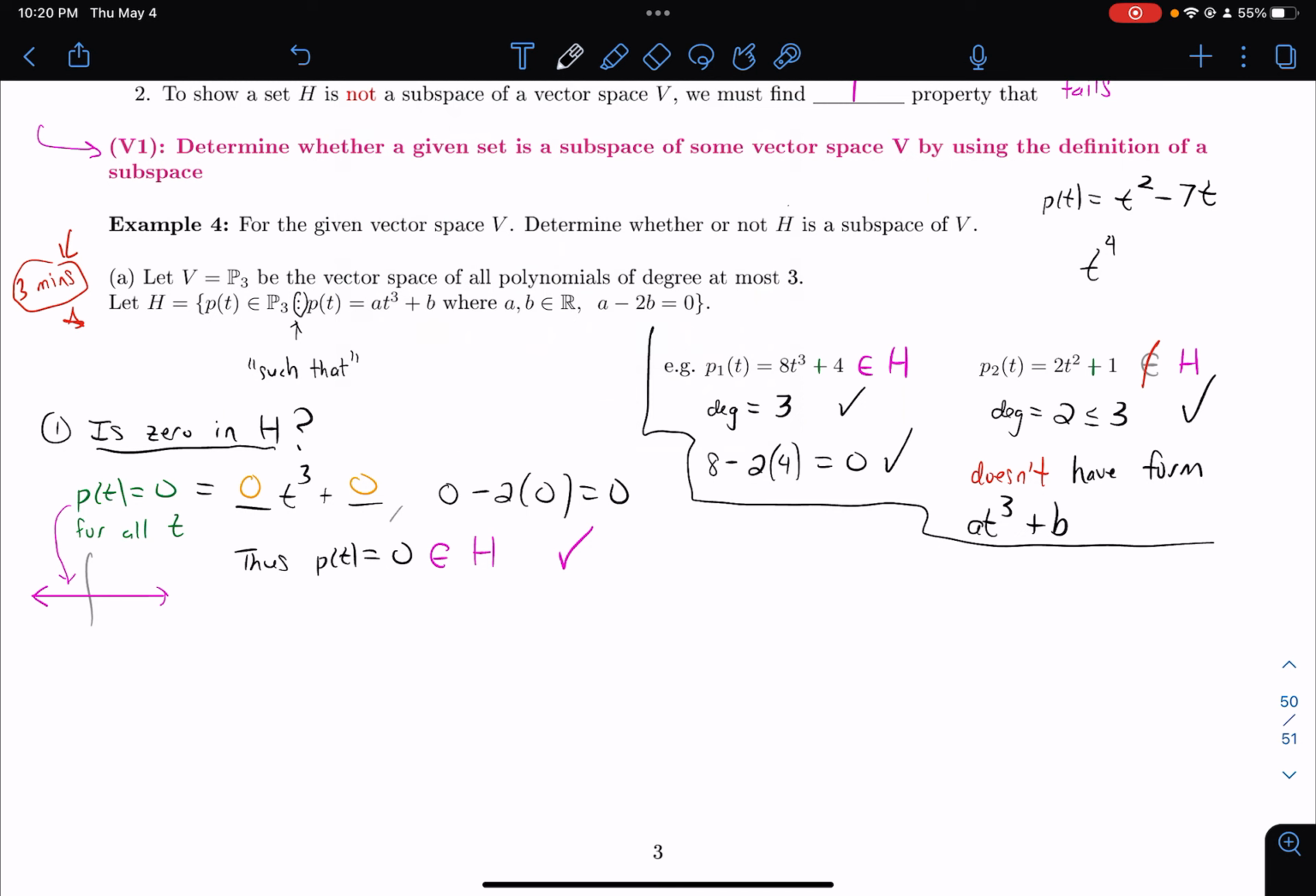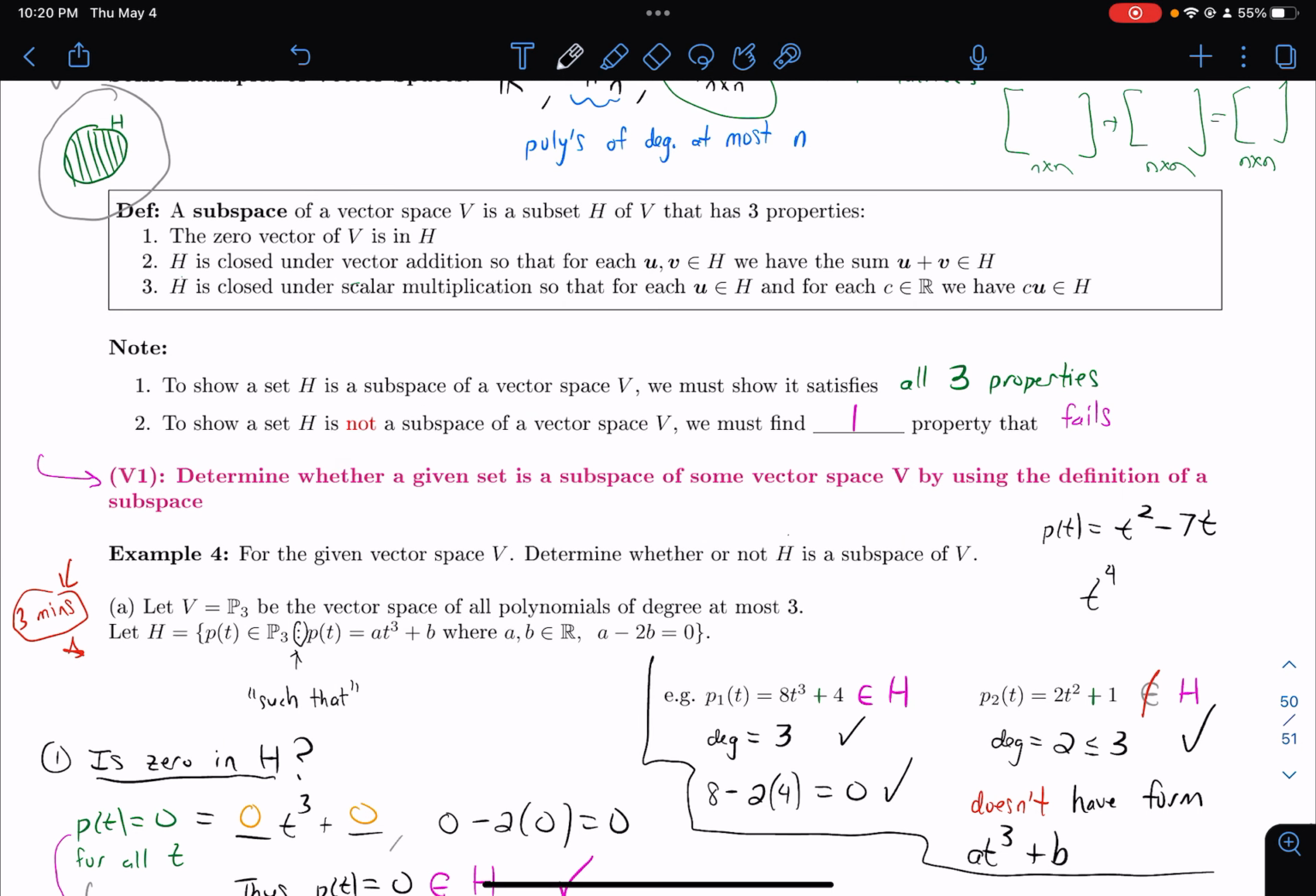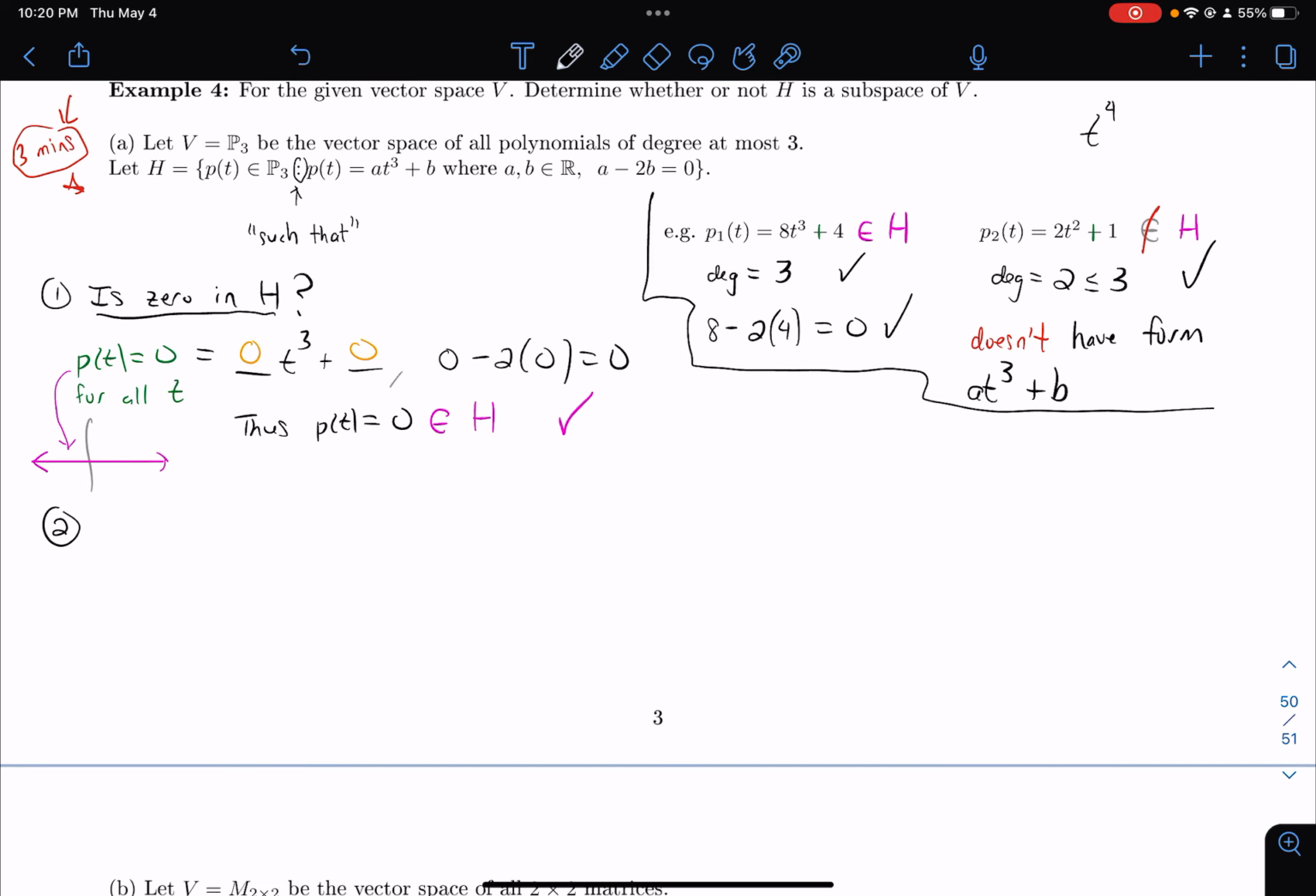The second thing that I need to check for something to be a vector space is it's got to be closed under addition. So closure under addition. Technically, I'll say closure under vector addition. We don't have vectors here, we have polynomials. But all that means is if you take two of these polynomials that are in H and add them together, you still end up with a polynomial that's in H. Let's check that.